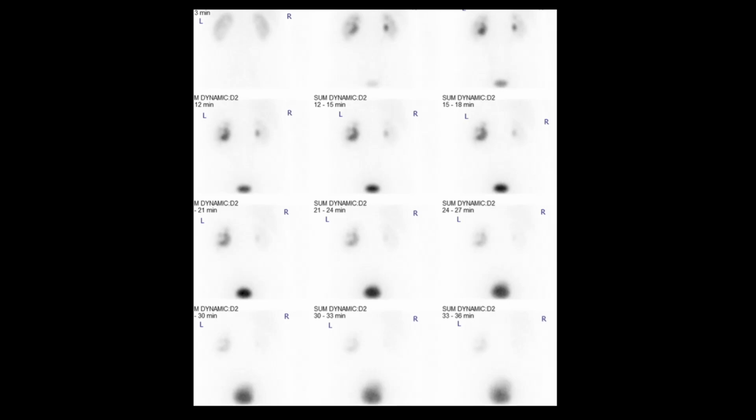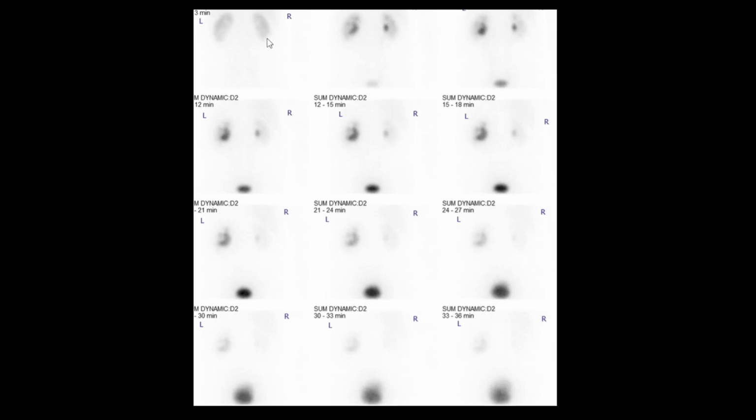If you remember, we spoke about the most important image data set that we produced during this examination as being the later dynamic phase of the renogram, these 3-minute frames. We can see here that in this patient we've got some nice nephrograms in the first 3 minutes, and then we can see some activity accumulating in the left renal pelvis. Don't forget the left is on this side.